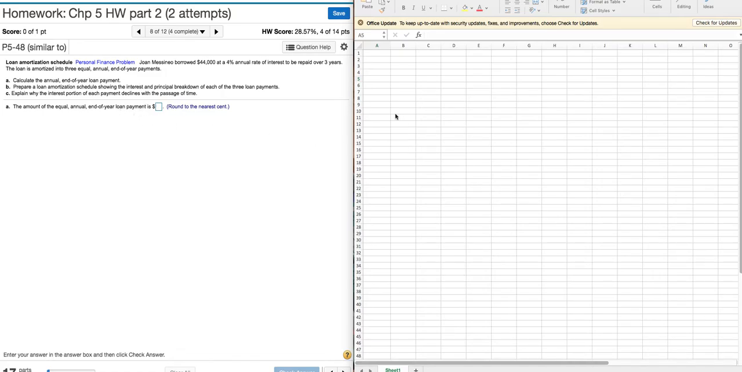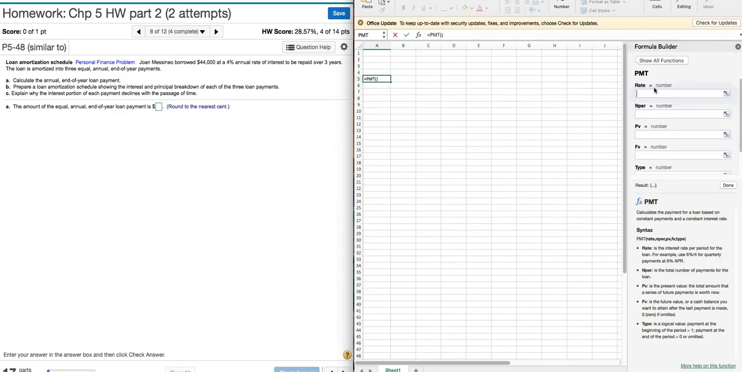So first let's calculate the payment, and this is pretty easy in Excel. We use the payment function, PMT. We have a rate of 4%, and we have a 3-year loan, and we have a borrowed amount of $44,000, and we usually put that in as a negative number, so it reflects positive payments. So that would give us a payment of $15,855 and 34 cents.